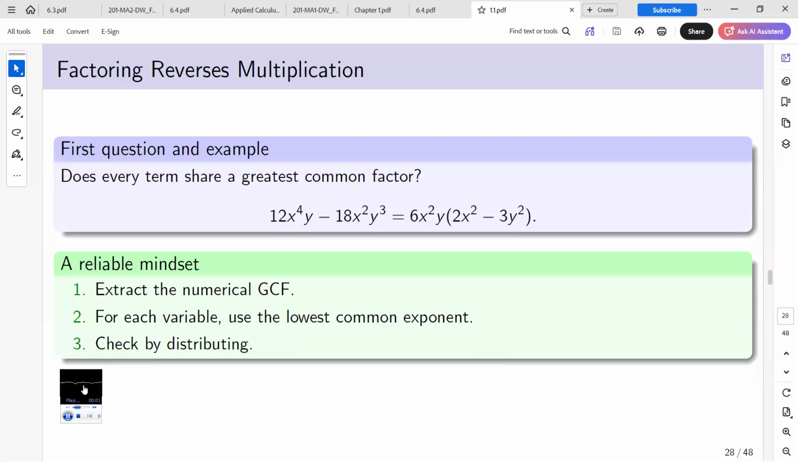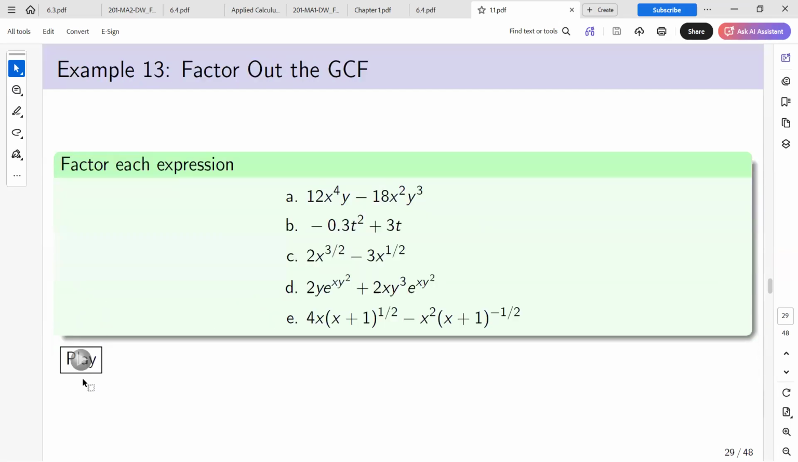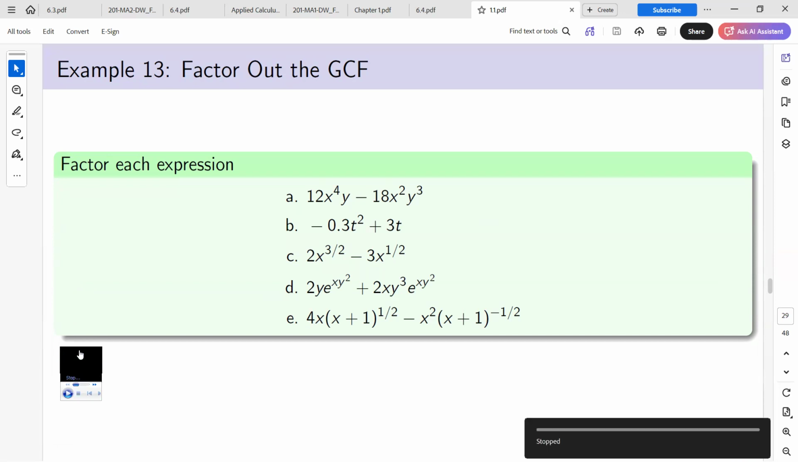Factoring rewrites an expression as a product. Always inspect for a greatest common factor before trying a more specialized pattern. These examples broaden the idea of a GCF beyond ordinary polynomial powers. A common factor may contain a decimal, a fractional power, an exponential expression, or a negative power.